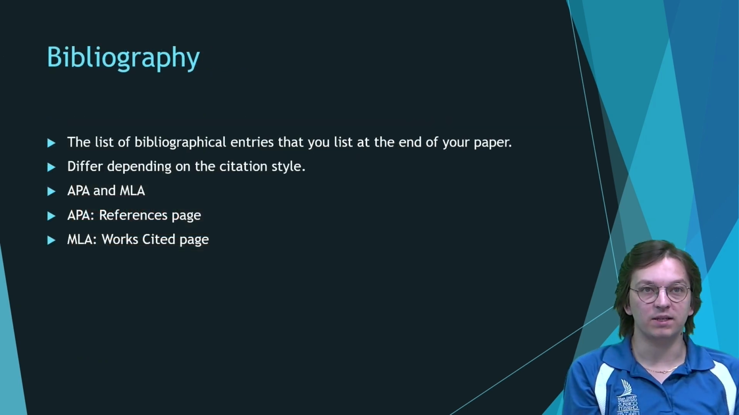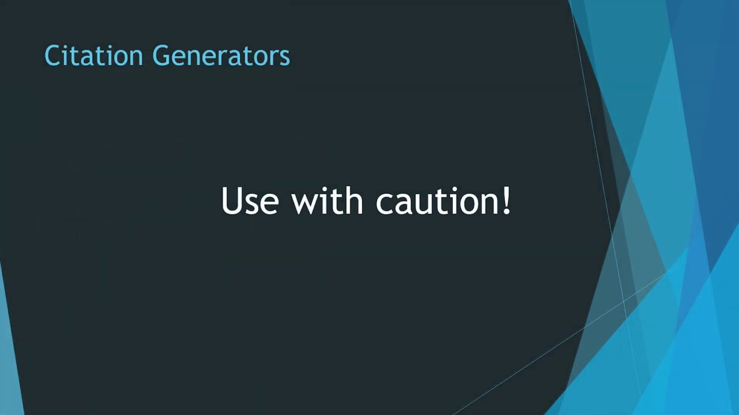The bibliography is the list of sources that you provide at the end of your paper. It differs depending on the citation style. The main styles that you will encounter at TAMUCC are APA and MLA. The bibliography in APA is known as the references page, while the one in MLA is known as the works cited page. Nowadays, many students use citation generators. Most of the time when using these generators, the resulting citation is incorrect. We recommend using these generators with caution and carefully proofreading the generated citations.